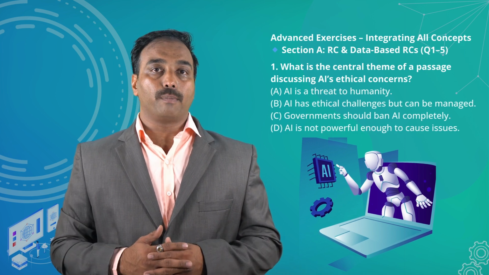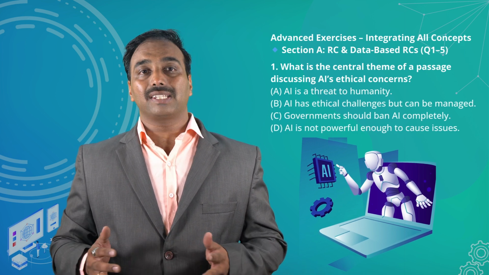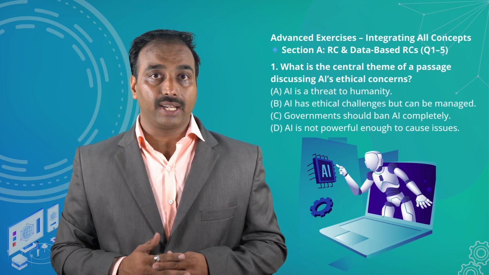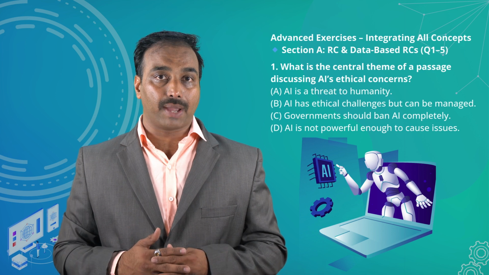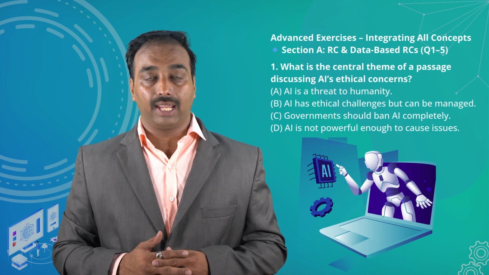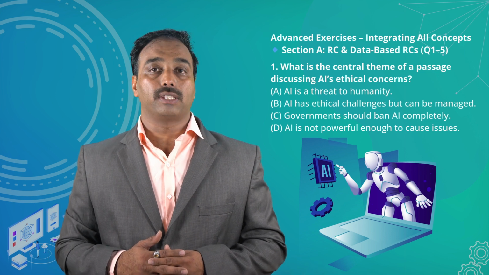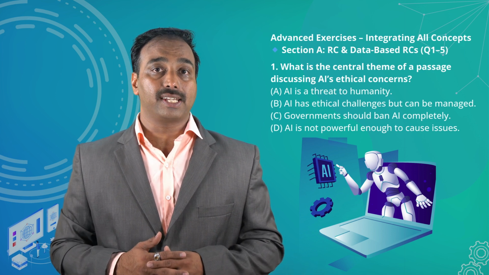Section A is about reading comprehension, data-based RCs. What is the central theme of the passage discussing AI's ethical concerns? A. AI is a threat to humanity. B. AI has ethical challenges but can be managed. C. Government should ban AI completely. D. AI is not powerful enough to cause issues. Correct option is option B because the passage emphasizes challenges but suggests solutions.